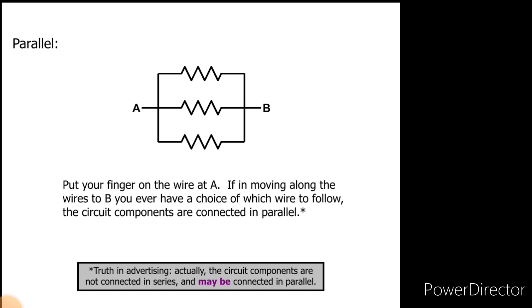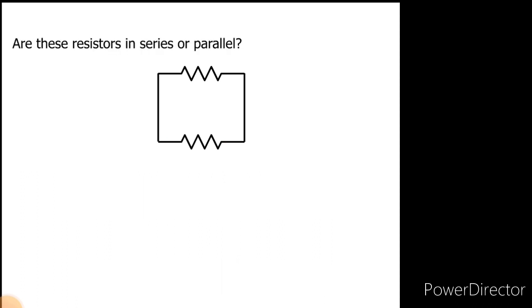Okay, when it is parallel connection naman, if you put your finger on wire A, and in moving along the wires to B, you ever have a choice of which wire to follow, the circuit components are connected in parallel. So in this case, from point A to point B, meron kang three choices. You either go here, here, o di kaya ay dito. So there are choices. That means this is a parallel connection or parallel circuit.